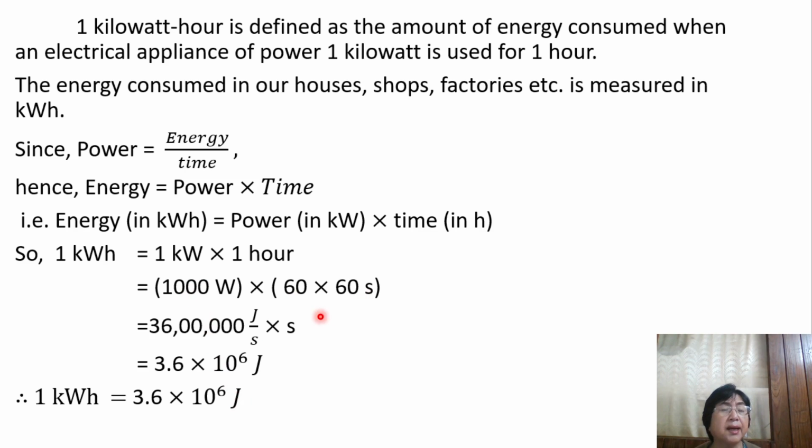Now if we multiply, we will get 3,600,000, and what is joule per second? And from here we get second. So second and second will reduce. So we will be getting the unit only in joule, okay? And if we write it in power notation, this will become 3.6 into 10 to the power 6 joule, okay? Hence, 1 kilowatt hour is equal to 3.6 into 10 to the power 6 joule. Very important relationship.